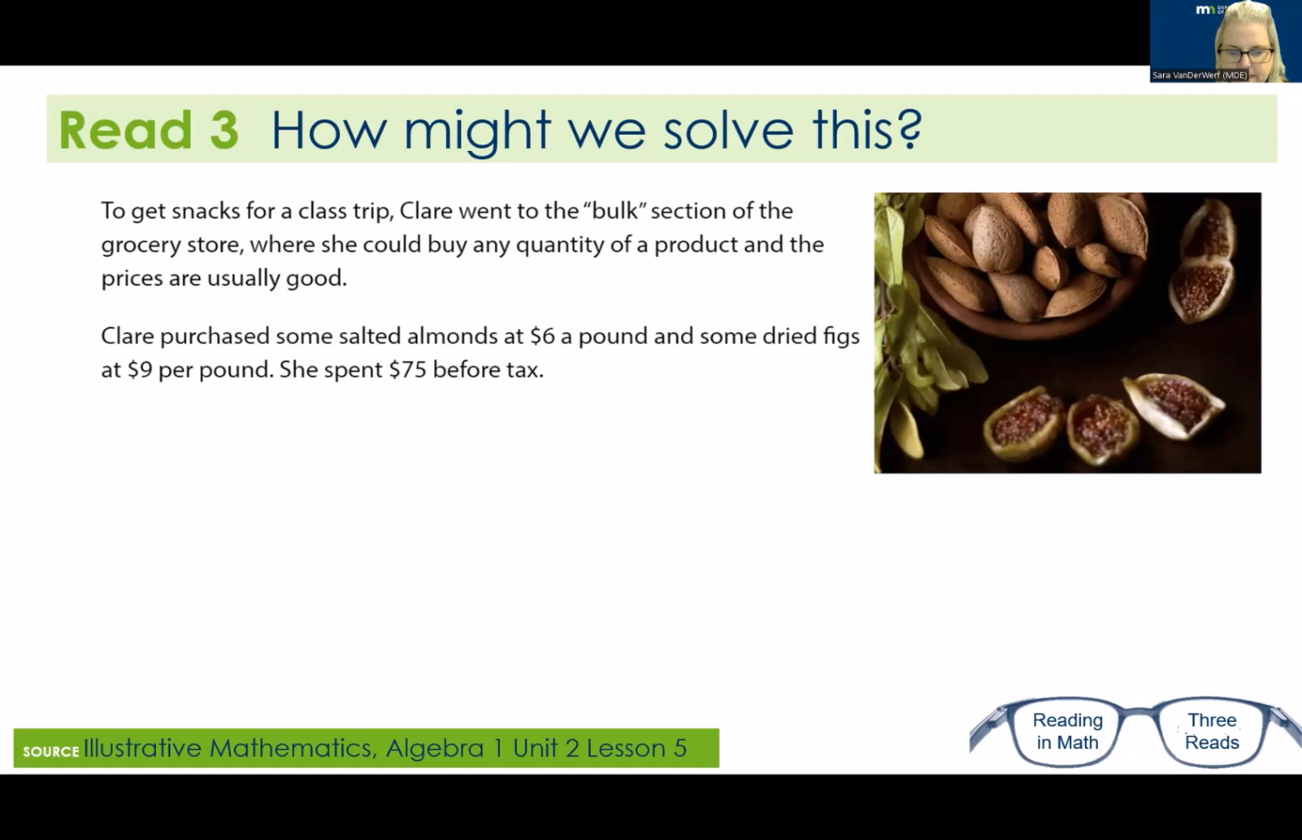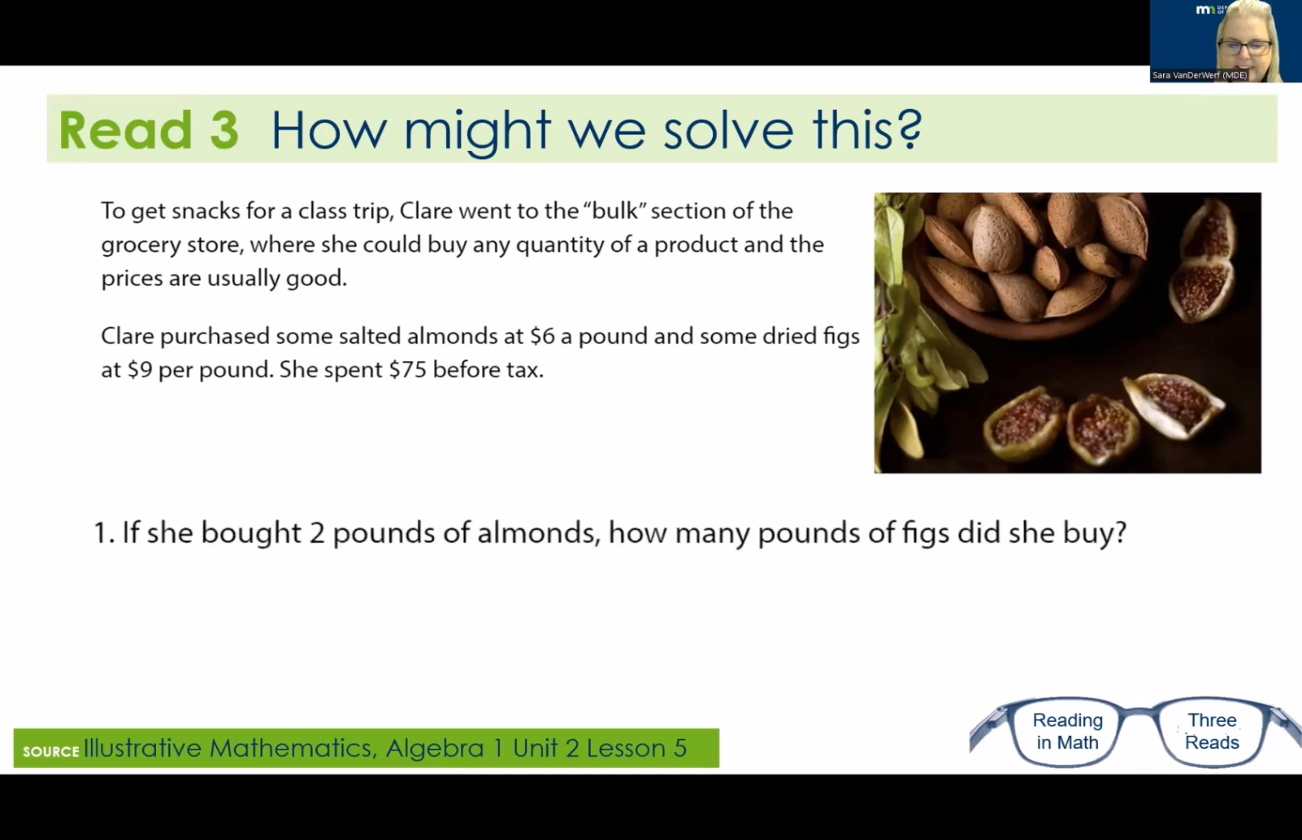Sure. To get snacks for a class trip, Claire went to the bulk section of the grocery store where she could buy any quantity of a product, and the prices are usually good. Claire purchased some salted almonds at $6 a pound and some dried figs at $9 per pound. She spent $75 before tax. Jane. If she bought 2 pounds of almonds, how many pounds of figs did she buy?